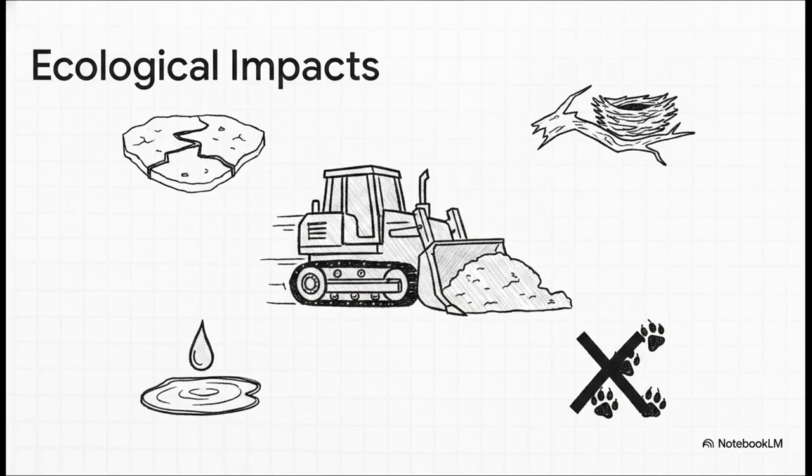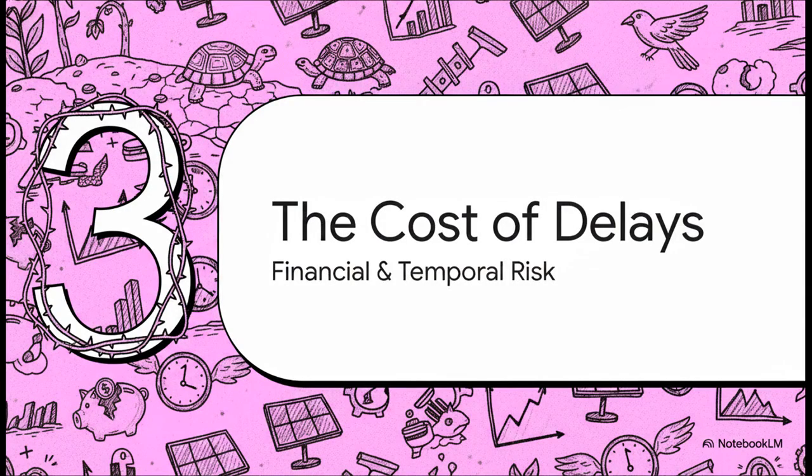Oh, and let's not forget the construction phase itself. Moving tons of earth causes major soil erosion, and introducing heavy machinery into fragile ecosystems is a massive deal. If these aren't managed right, they become very real threats to endangered species. And that brings us to Section 3, the cost of delays.